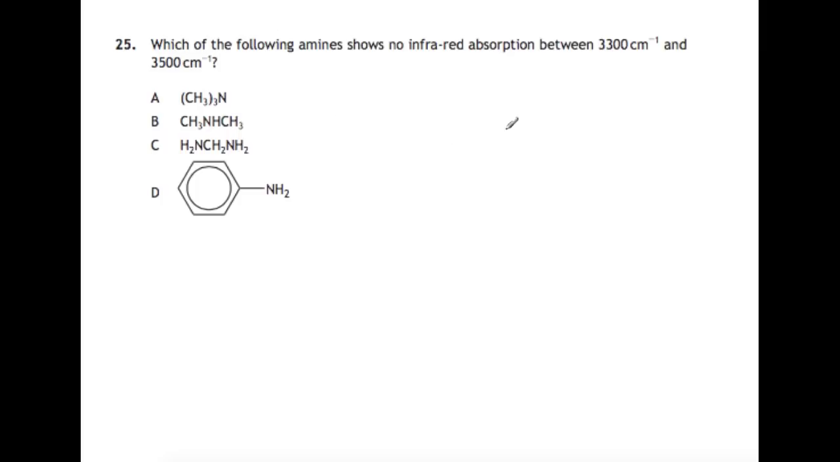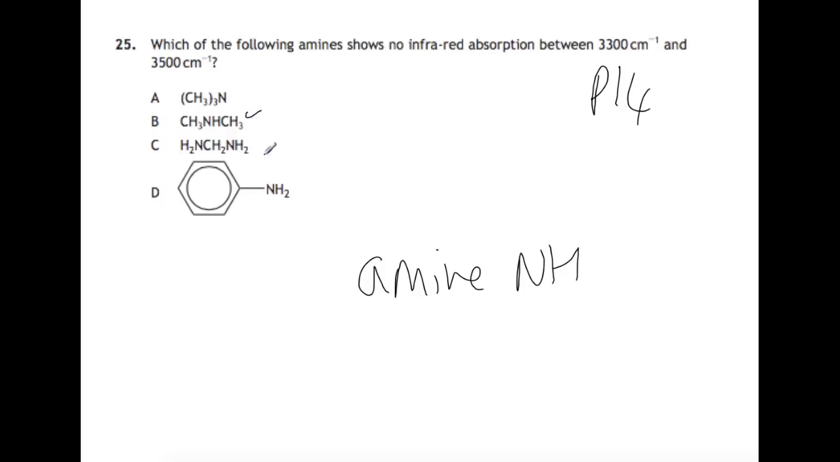For this question you need to use your data book, and you're looking at page 14 where you'll find the infrared absorption table, and you're looking at 330 to 350 per centimetre, and that is an amine NH group. So if we look at each of these structures here, we have a tertiary amine, so there's no NH groups. For B there is an NH group, so that one would show the absorption. This one here has two NH groups, so that would show absorption, and this one has NH as well. So our answer is A, the tertiary amine.